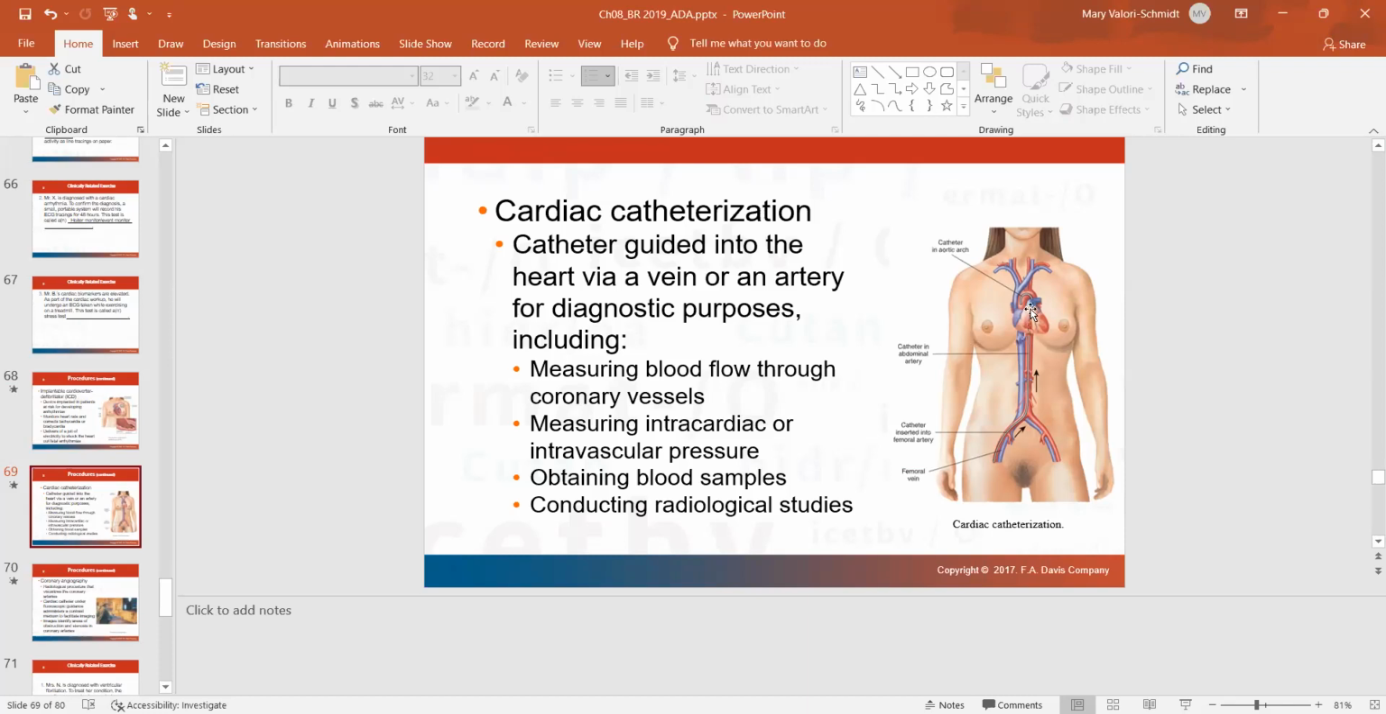Oftentimes we'll be doing a cardiac cath and the patient is awake for this procedure. And we will find a blockage that's 30% or less in one of the coronary arteries, and we can put a stent in right then and there on the table. If the blockage is greater than 30%, the patient probably needs a CABG, and we will get them out of the cath lab and schedule them for surgery.